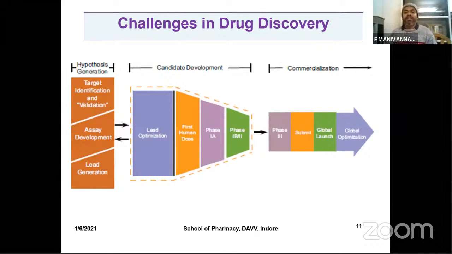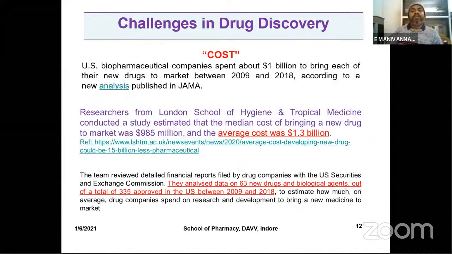And then the third part is commercialization, which includes phase 3 clinical trial, then submission for drug approval, then global launch, and then global optimization or post-marketing surveillance. So the drug discovery path is divided into three major parts: hypothesis generation, candidate development, and commercialization. So this is a long process, and it involves a lot of cost. Cost and time are both major factors in our challenges in drug discovery.